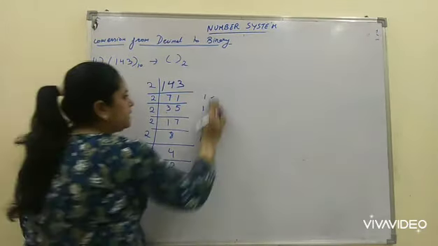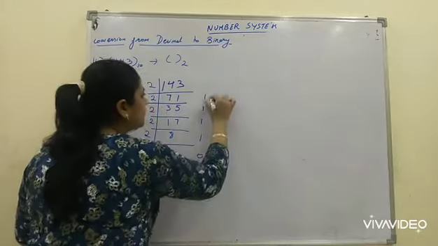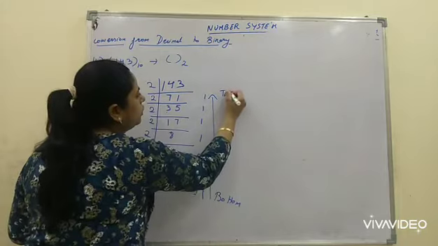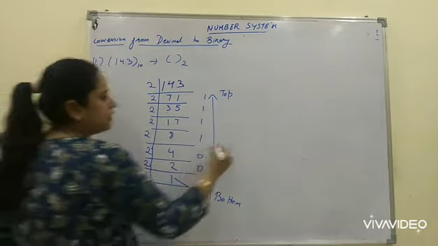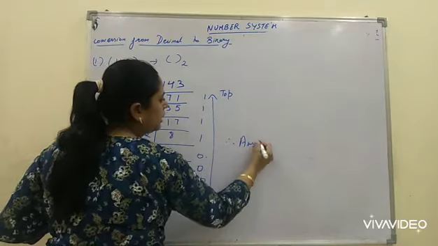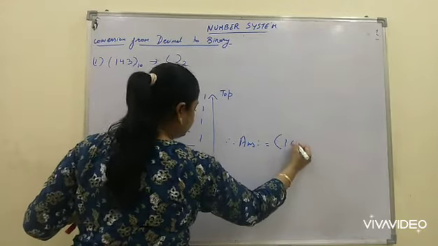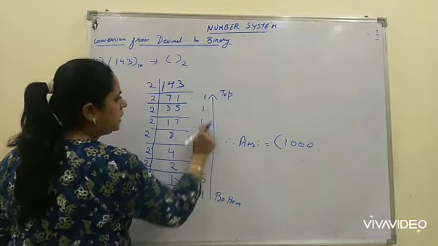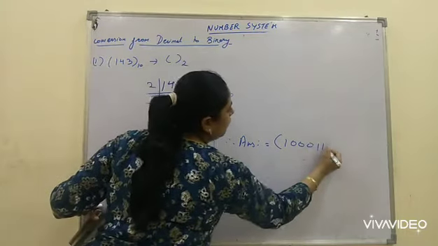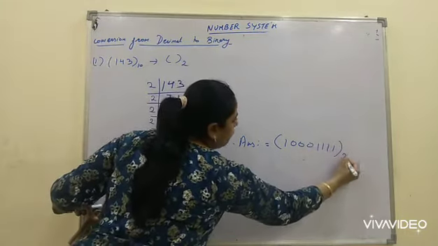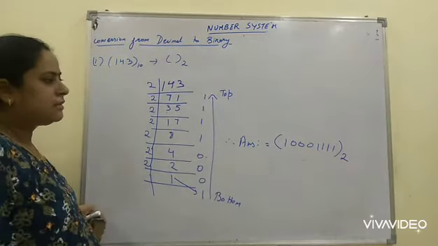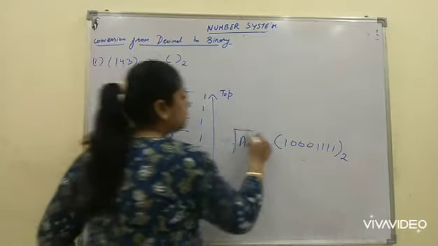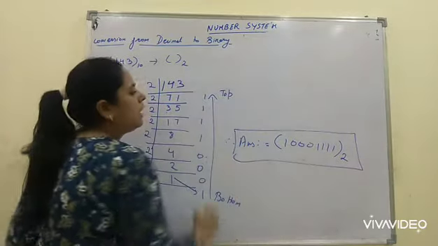Now, how we'll write our answer? We'll write our answer from bottom to top. So, therefore, our answer will be 1 0 0 0 1 1 1 1 1 1 1, and don't forget to write the base. This tells you now this is in binary number system. So, this will be our answer.